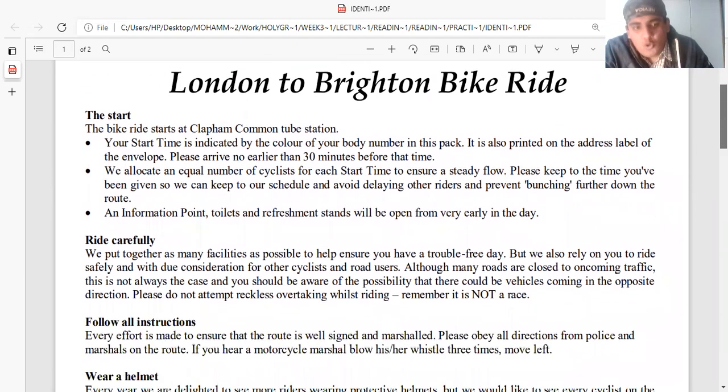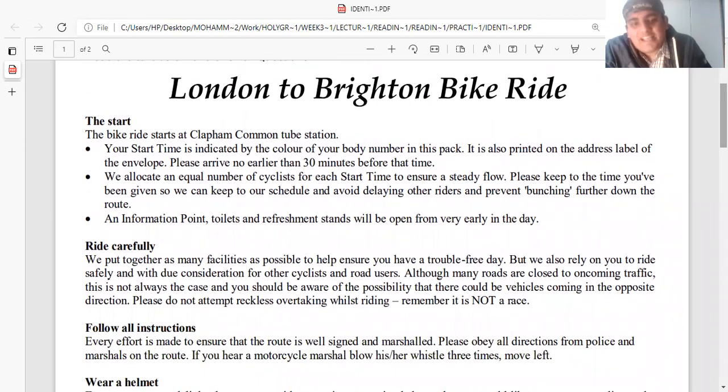Next up, ride carefully. We put together as many facilities as possible to help ensure you have a trouble-free day, but we also rely on you to ride safely and with due consideration for other cyclists and road users. Although many roads are closed to oncoming traffic, this is not always the case, and you should be aware of the possibility that there could be vehicles coming in the opposite direction. Please do not attempt reckless overtaking whilst riding, very important. Remember, it is not a race.